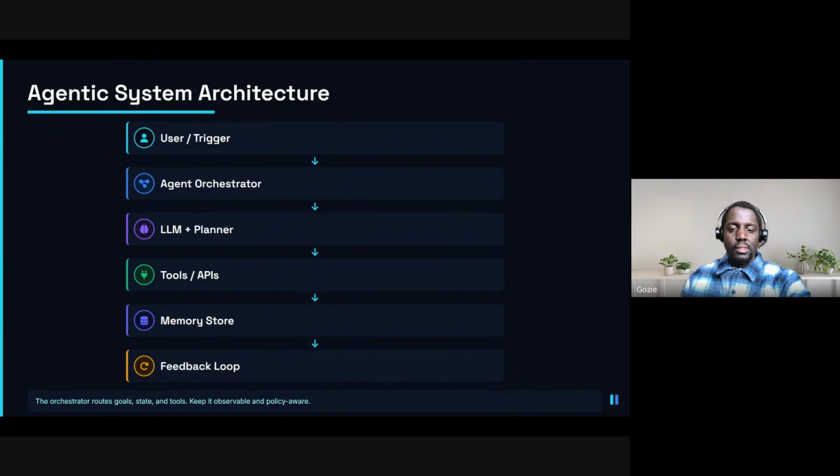Section 3 will be looking at the architecture. What does the agentic system architecture look like? At a high level, you have a trigger, from a user or a system, then an orchestrator coordinating everything, then the LLM and the planner. Then you have the tools and memory, then the feedback loops. The orchestrator is key because it controls execution and safety.